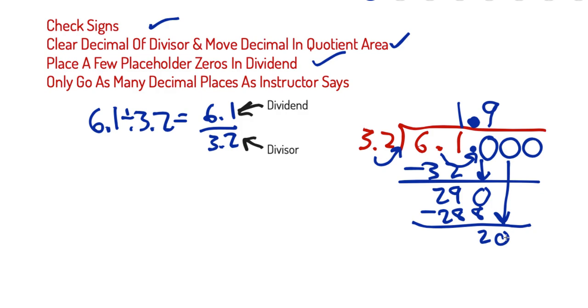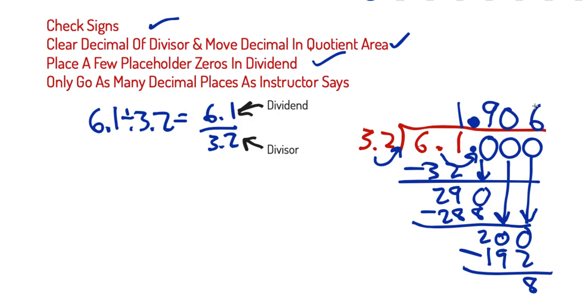32 doesn't go into 20, so I'm going to put a 0 right there. And when I do that, that means I can drop down another 0. So 32 into 200 goes 6 times because 6 times 32 is 192. Draw the line, change the sign, I have 8. So look, the answer is 1.906.